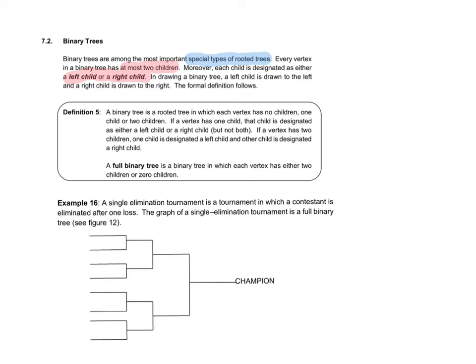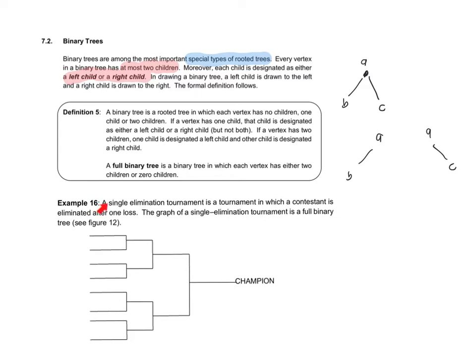So, example. This one, let's say A, B, C, is a binary tree with 2 children. Okay, A, B: a binary tree with left child. A, C: a binary tree with right child.